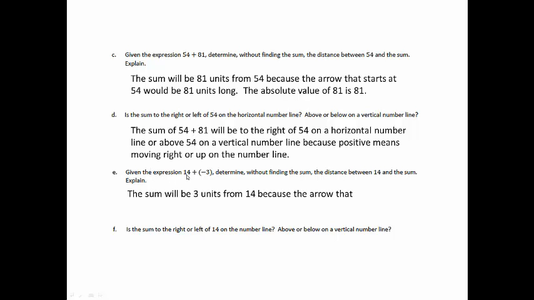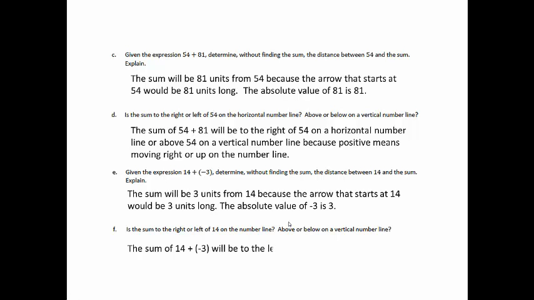In the next one, the expression 14 plus negative 3, we want to find the distance between 14 and the sum. So the sum will be 3 units from 14 because the arrow that starts at 14 would be 3 units long. That's because the absolute value of negative 3 is 3. And then it asks us if the sum is to the right or left of 14 on the number line. Well, since this is a negative 3, it's going to be to the left on a horizontal number line, or below on a vertical number line. That's because negative means to the left or down.